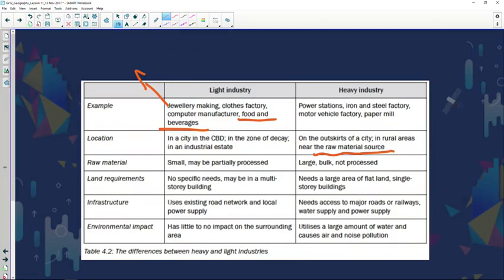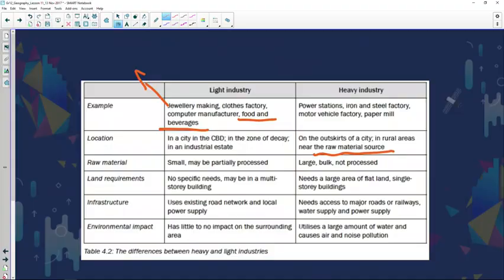The land requirements for light industries: no specific needs. It might be in multi-story buildings. But if you look at the heavy industries, a couple of things are important over there. They need to get enough water. They need flat land and usually single-story buildings. If you look at the infrastructure for light industries, it's using existing road networks and local power supply. That's, for instance, the same electricity that you and I use in our houses, supplying these businesses with electricity as well as services, such as sewage, water, and electricity.